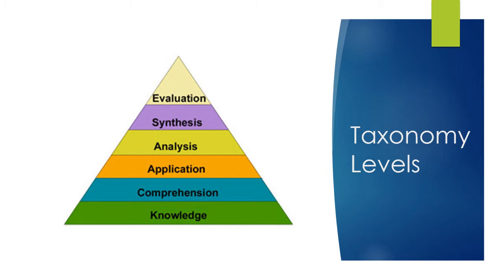And as we move up the pyramid, learning becomes more sophisticated. So at the top of the pyramid, the skills that you need in order to evaluate a learning situation are much higher order than those for knowledge or comprehension. So depending on what you want your learners to be able to do at the end of an instructional unit or a course, you can indicate the level of sophistication of their learning by choosing a verb that corresponds with a different taxonomy level.